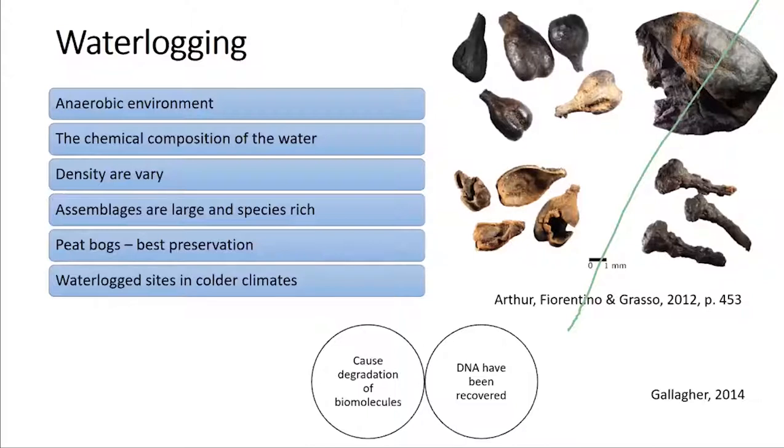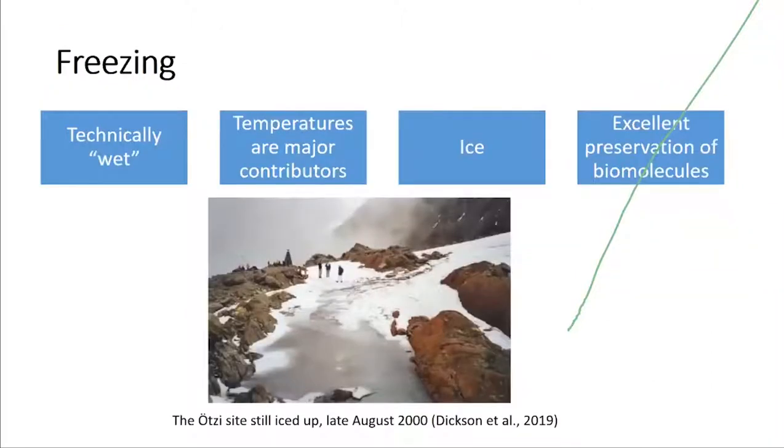Okay, it causes degradation of molecules, but there are still some. I read some papers where they mentioned that DNA has been recovered from those materials. And freezing. Freezing is also a part of the waterlogging state of preservation, but it's a bit different for me because, technically, the sample is in a wet environment, but in this context temperature is the main contributor. And actually it's in the ice, and we can find it together with some mummies and it has excellent preservation of biomolecules, and it's possible to apply other chemical analyses and get more information about plants.